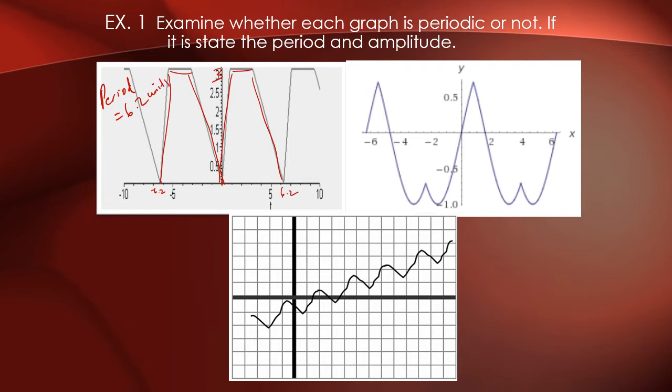The amplitude, remember, is the distance from the curve to the halfway line. So we're going to start using our formulas: max minus min divided by 2. So my max is 3. My minimum is 0, divided by 2 equals 1.5.